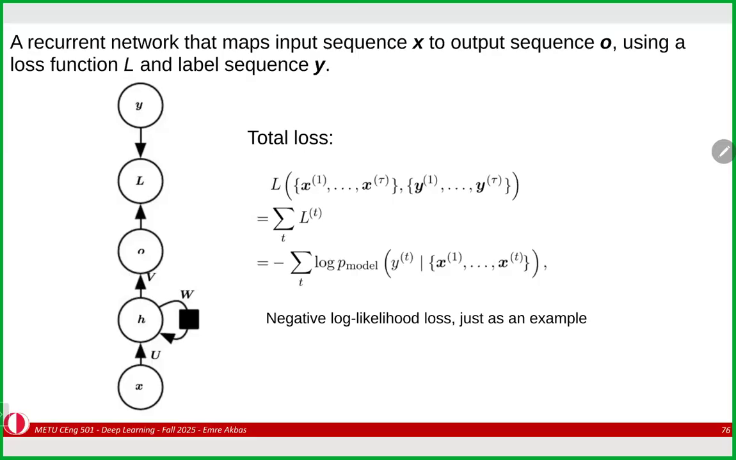And this tau, there's no fixed size for it. It could be just one word or a sentence or a paragraph. And here, negative log likelihood loss is just an example. You can have any loss you want.